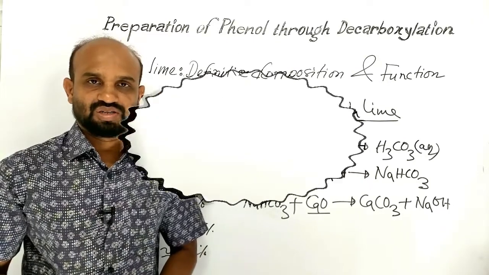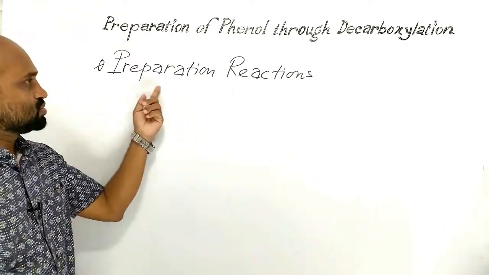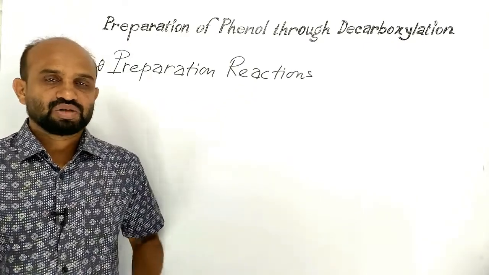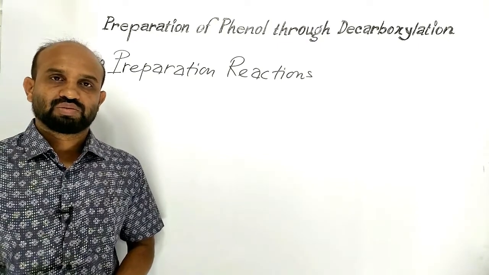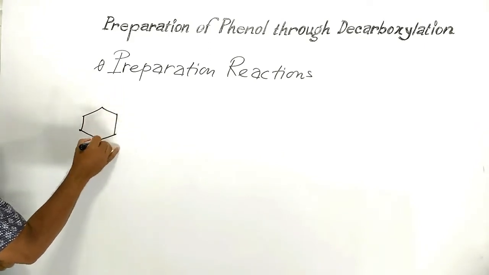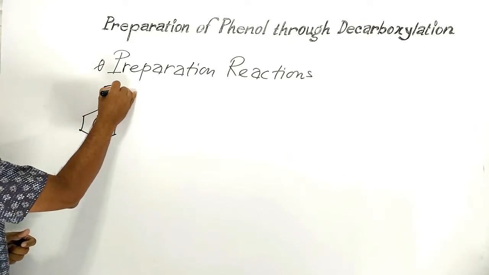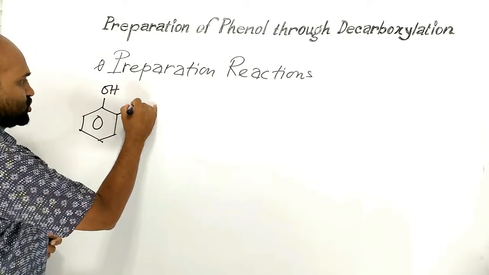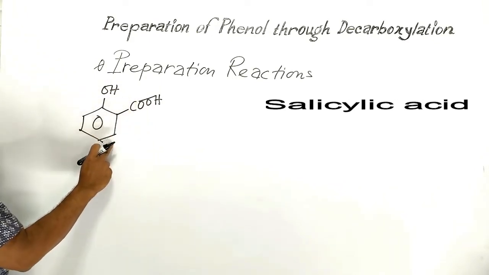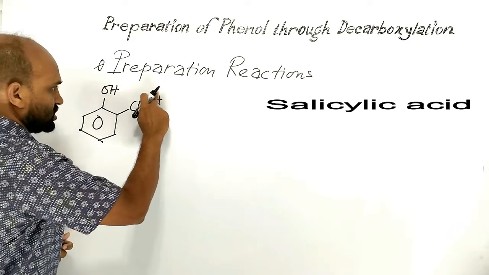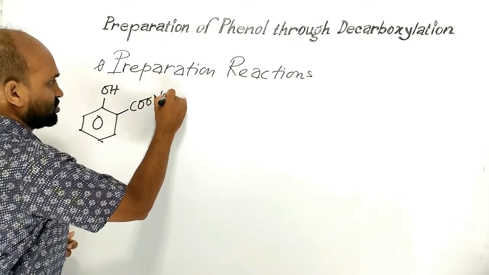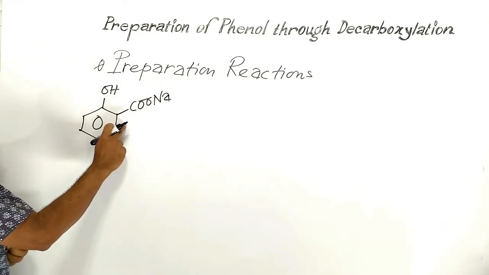Let's move on to the next point. Now the point is preparation reactions of phenol through decarboxylation. For this, a compound, sodium salicylate, is taken. Let's write the formula of sodium salicylate. This is phenol with a carboxyl group at the ortho position. Now this is salicylic acid. When this acidic hydrogen is replaced by sodium metal, then it's a kind of salt.